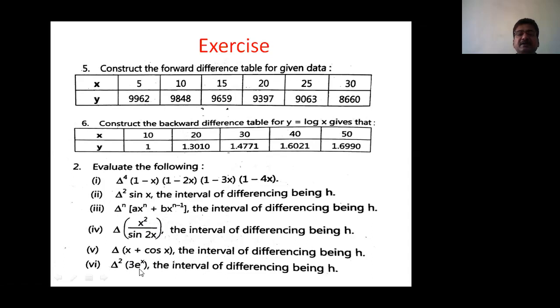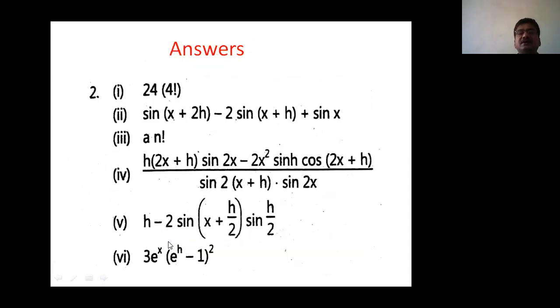Then similarly, what is delta square of 3 e^x? It is 3 delta square e^x. And how can we find it? First find delta e^x, and then find delta square e^x. And the answers are these.